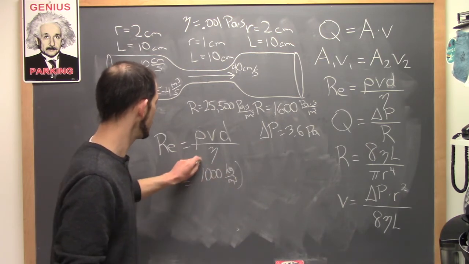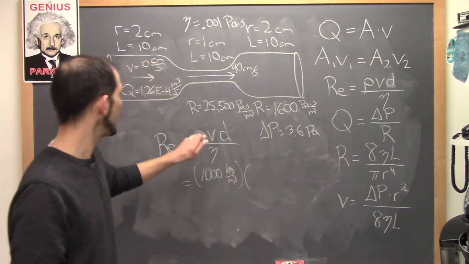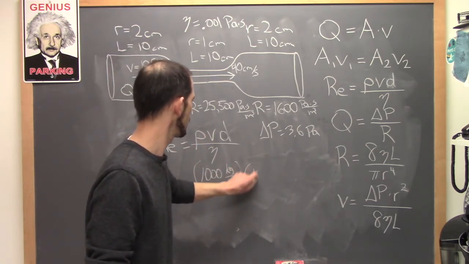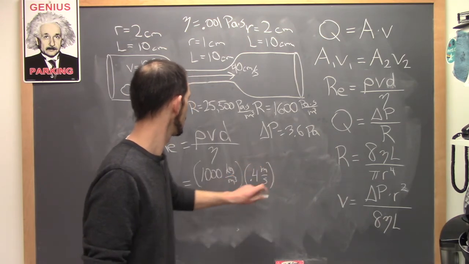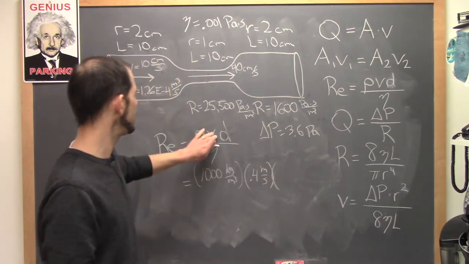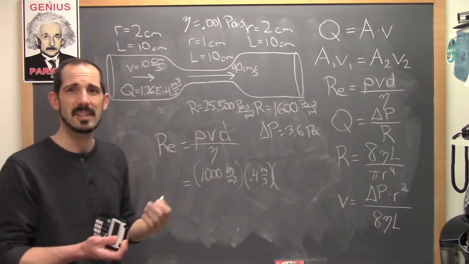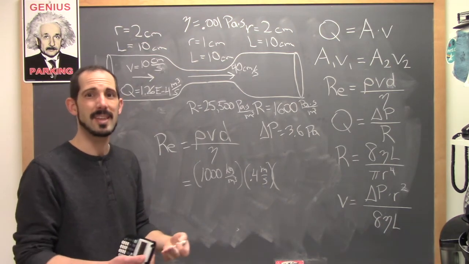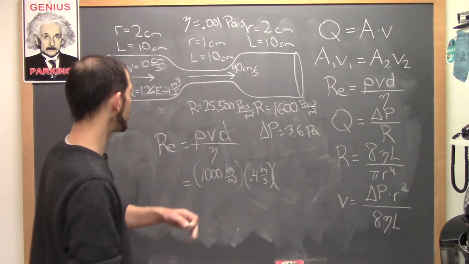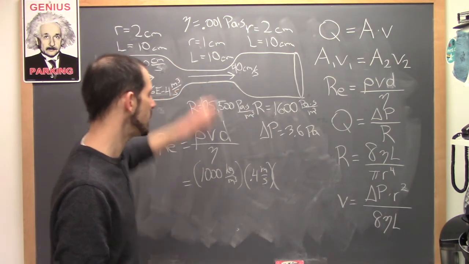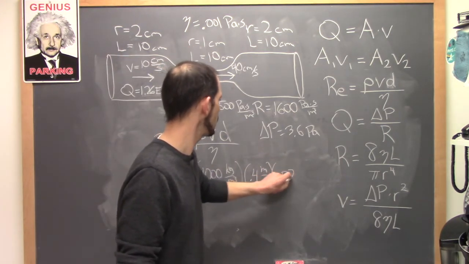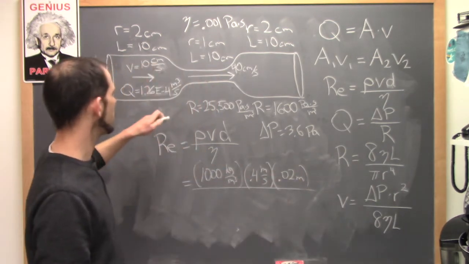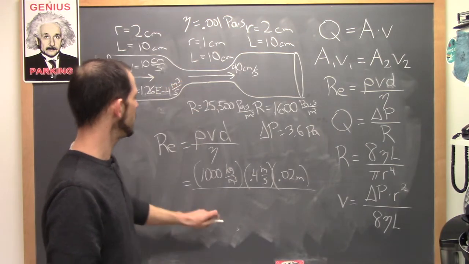Let's carry the units and see what we get. Velocity is 0.4 meters per second. The d is some kind of characteristic length of the system. In the case where we have pipes, we're going to say that d is the diameter. So the diameter here is 2 centimeters, or 0.02 meters. And then the length is, of course, the length of our pipe. So 10 centimeters, or 0.1.